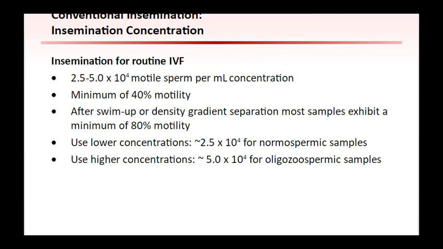Once the motile sperm have been separated from the ejaculate and washed in culture media, the final concentration and motility are determined. Motile sperm are suspended in an amount of media that allows for insemination of 2.5 to 5 times 10 to the fourth motile sperm per milliliter. This range is the optimum concentration for normal fertilization in vitro.